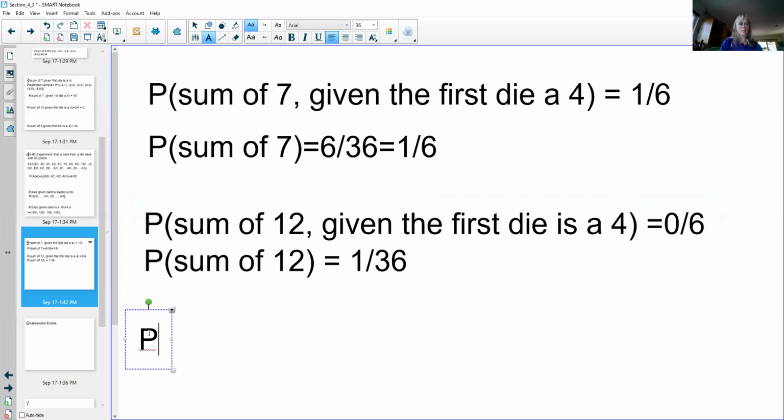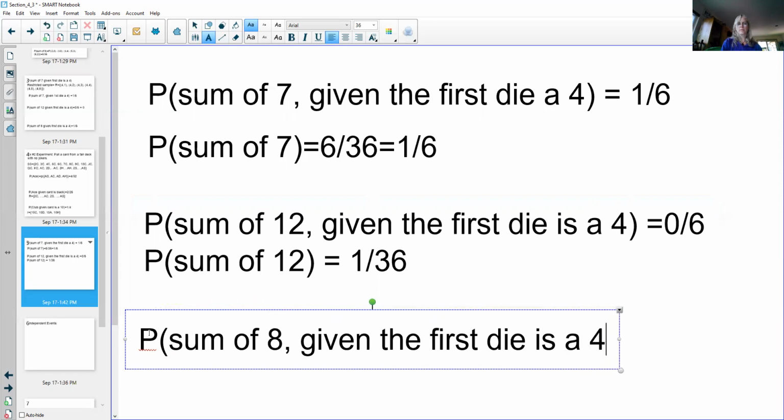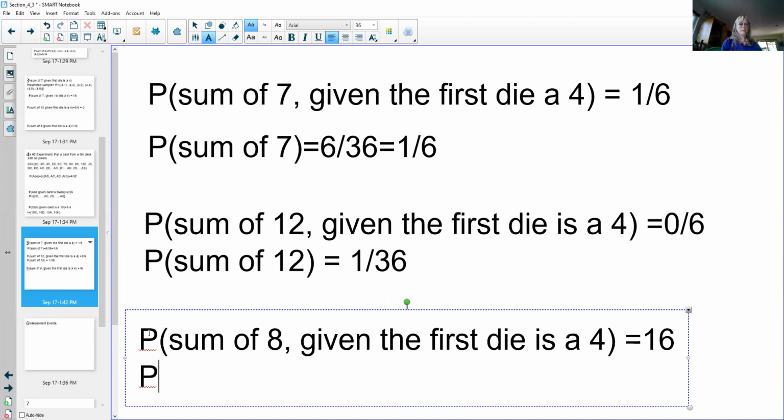Let's look at another one, the probability of a sum of 8 given the first die is a 4. That was 1 out of 6. But the probability of a sum of 8 was 5 out of 36. So again, those didn't equal. So knowing that the first die was a 4 changed the probability of it being a sum of 8. The probability changed given that information.